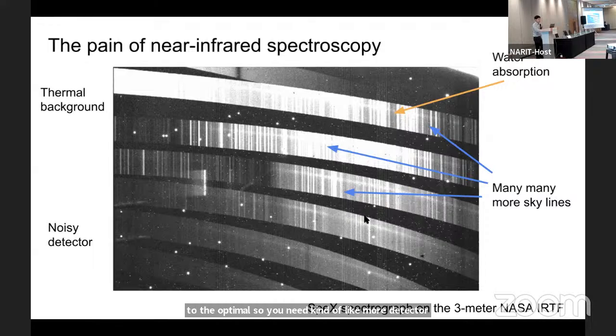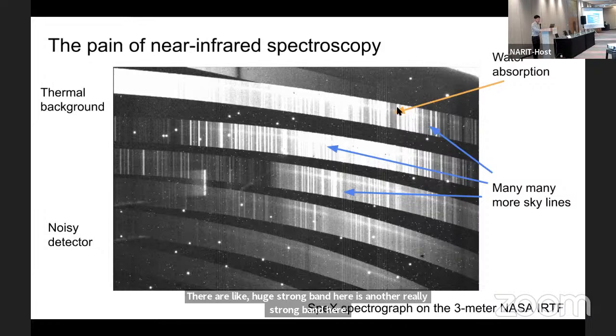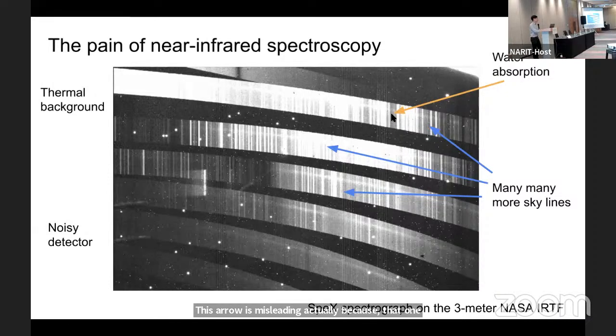But let's look at all the awful things that this has. One, many more skylines compared to the optical. All these vertical lines are from the night sky, and you can see that this is really bright compared to our faint little object. This is some supernova. There's also a bunch of water absorption bands. There's this huge strong band here, and another really strong band here. This arrow is misleading, actually, because that one particular absorption is from carbon dioxide in our atmosphere.